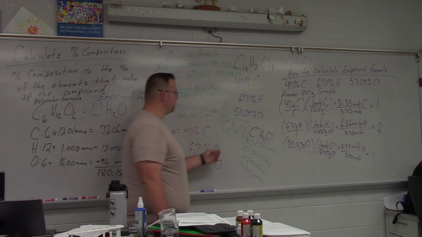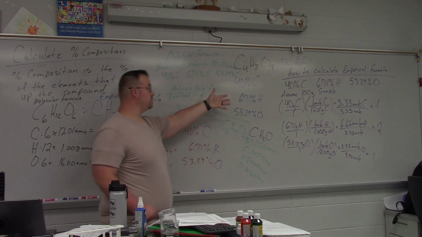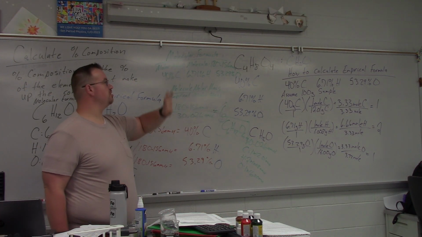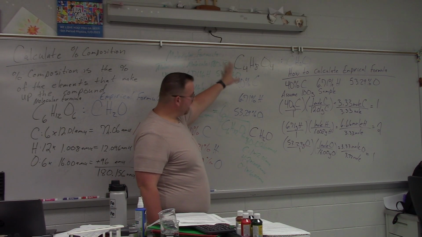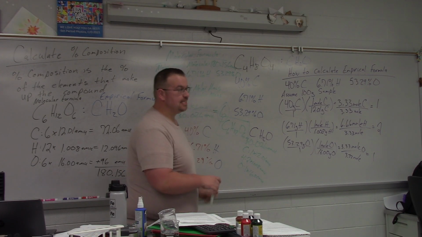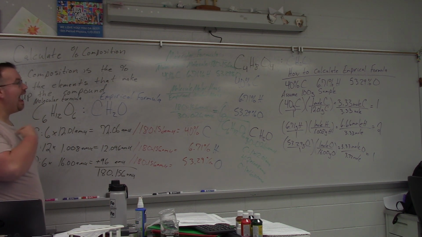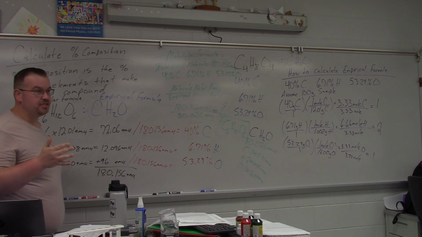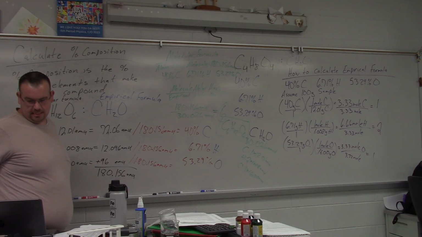I could have done the same thing for you here on this one. I could have given you the empirical formula, the percent composition, and then given you the molecular mass and asked you to find the molecular formula for that. The key to this is if you're going to calculate the molecular formula from an empirical formula, I have to give you the molar mass of the molecule. If that's not given to you, you can't solve for it.